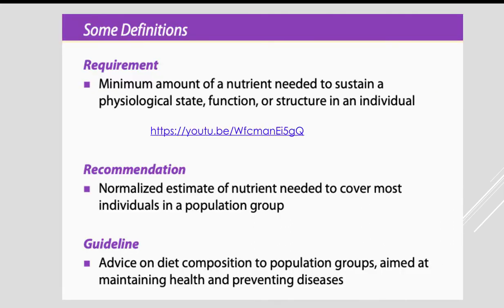Some other definitions. A requirement is the minimum amount of a nutrient needed to sustain a physiological state, function, or structure in an individual. I've included a YouTube video there that I hope, if you click on it, will go through. If not, you might need to copy and paste or something like that. Anyway, a recommendation is a normalized estimate of a nutrient needed to cover most individuals in a population group. And a guideline is advice on diet composition to population groups aimed at maintaining health and preventing diseases. So it's important to know the difference between a requirement, a recommendation, and a guideline.